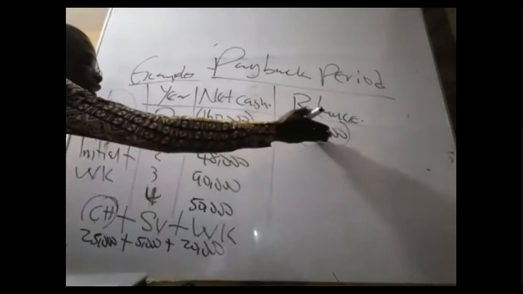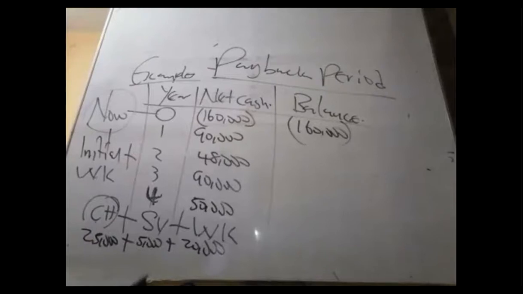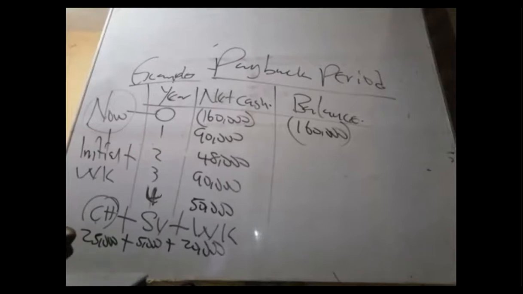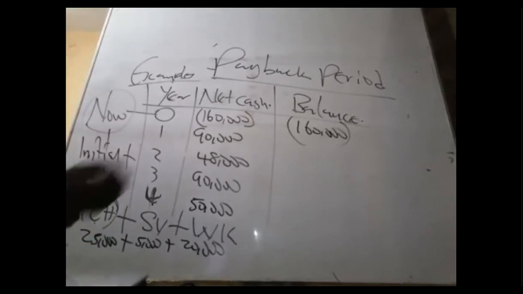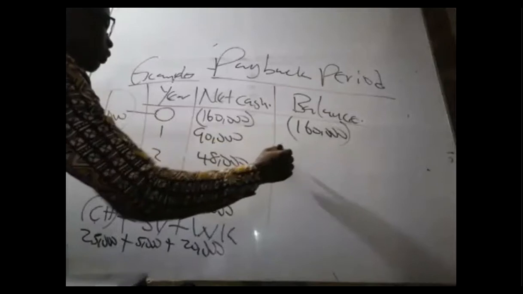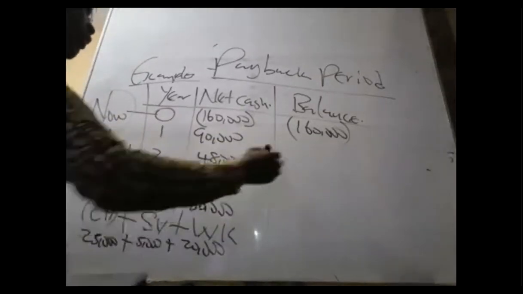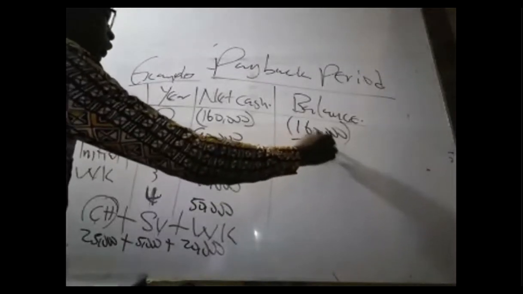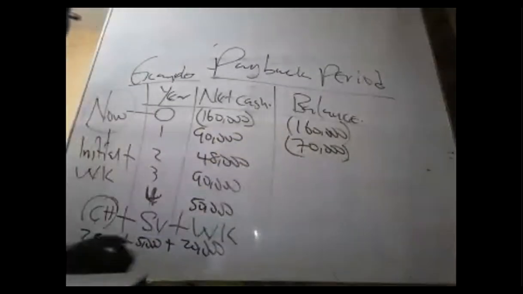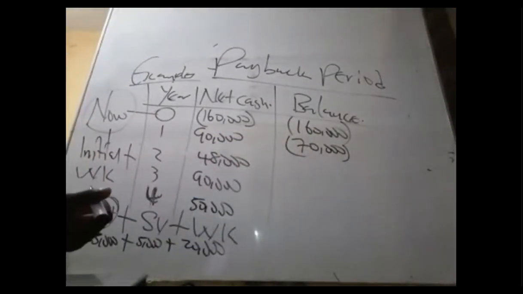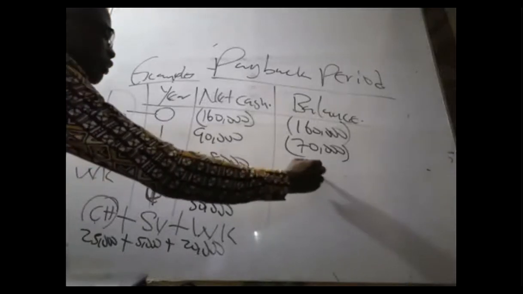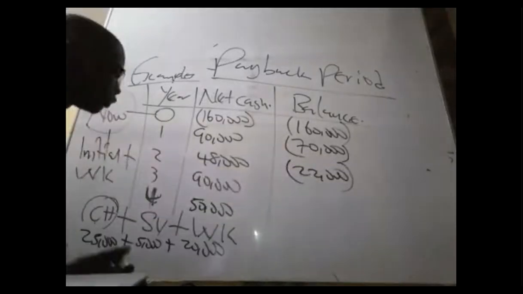You have invested 160,000 for an investment plan. After the first year, they've given you 90,000. How much is left for you to recoup? We'll take it from it. You are left with 70,000. So put the 70,000 in brackets. Then at the end of year two, you recoup 48. So you are probably left with what? 22,000, right? Okay.